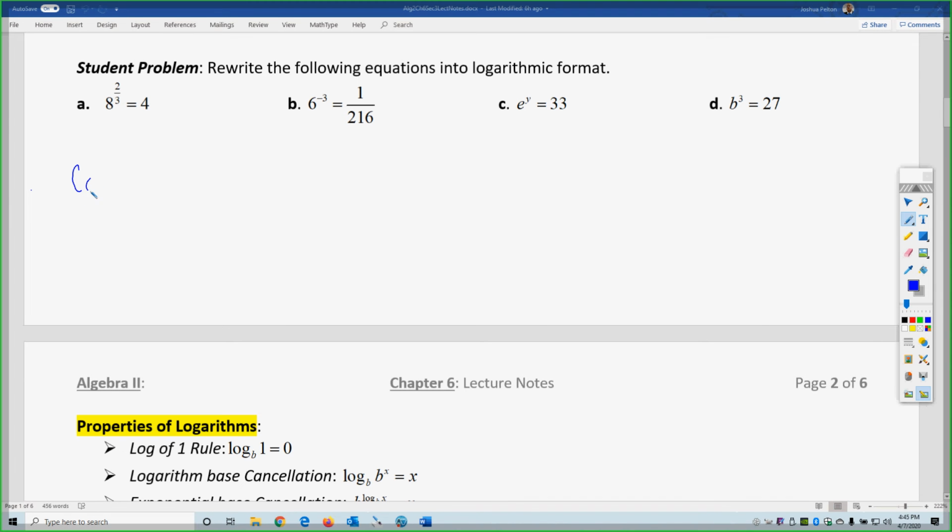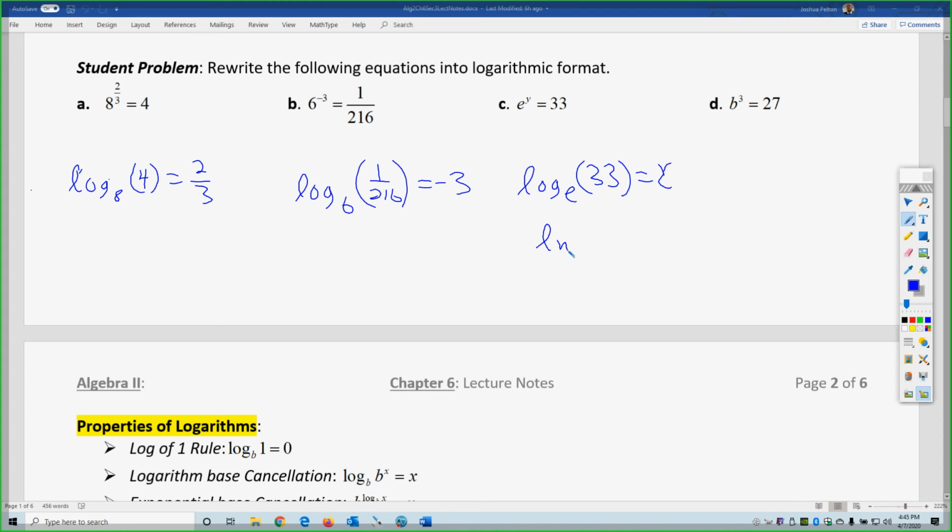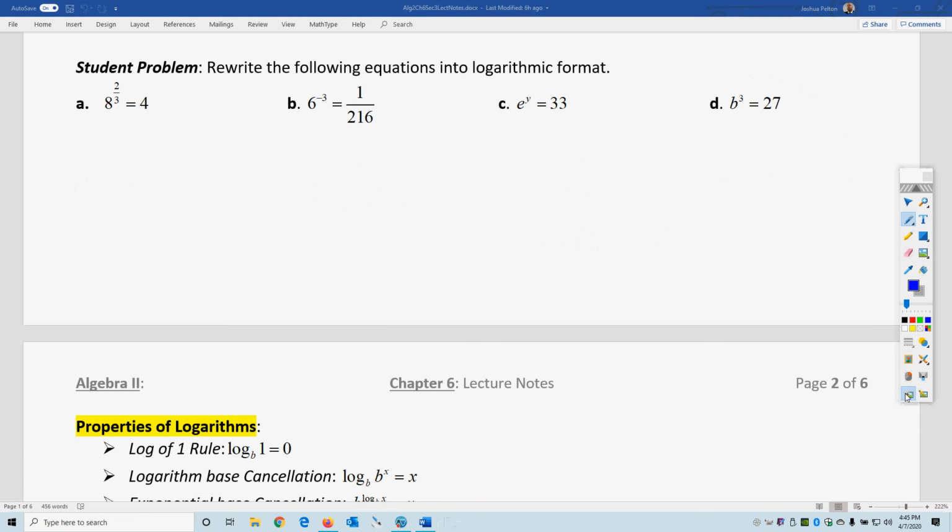Okay, so this one is log base 8 of 4 equals 2/3. This one is log base 6 of 1/216 equals -3. This one is log base e of 33 equals y, which we'll find out later is actually the natural log of 33 equals y. Just remember that one for later. And this one is log base b of 27 equals 3, because 3 is the exponent and the bases must match. Okay, let's go to page 2.